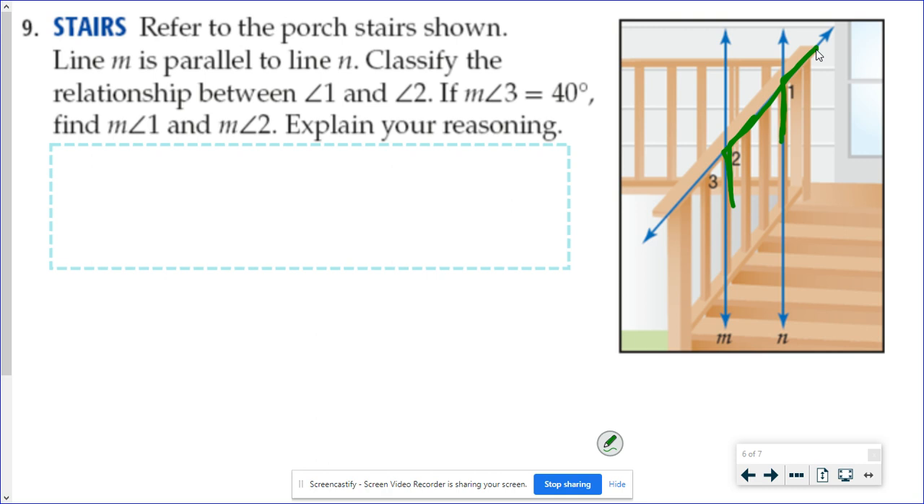I'm going to just jot this down right now. I will uncover the answer in a second. It says if angle 3 is 40 degrees, then I want to know what angle 1 is and what angle 2 is. So 2 and 3 make a straight line. That's supplementary. That's 180 degrees. 180 minus 40 is going to be 140. And since 1 and 2 are corresponding, they'll match. That means that that angle is also 140 degrees.